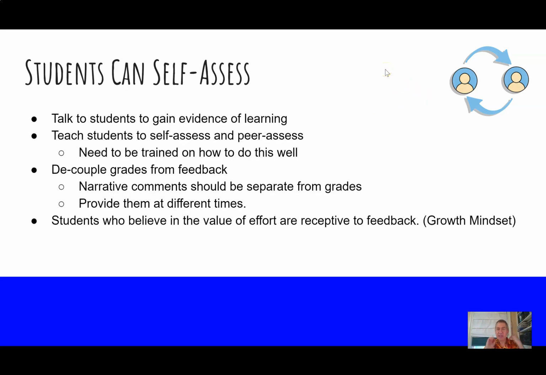Students can self-assess, but they need to learn how to do it. You can talk to them to see if they have evidence that they're learning. Students can often verbalize things a lot more than they can in writing or under other methods. While we're online, video might be a good way to do that. Either live video when you're talking on Zoom, or something like a Flipgrid where they can give feedback to you verbally. Students do need to be trained how to self-assess and how to peer assess, what to look for and how to give feedback.